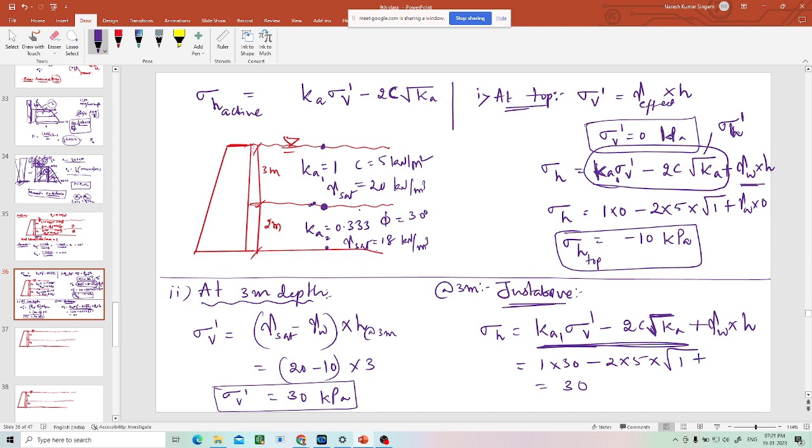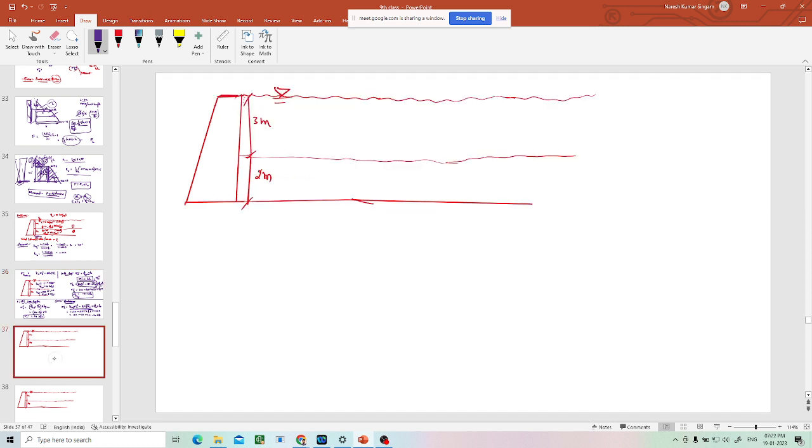So here gamma w is how much? 10. H is how much? 3 meter. So here 30 minus 2 into 5 into under root 1, it's 10, right? Then plus 10 into 3, 30, isn't it? Then what is the value? It should be 50. Am I right? Yes, sir. 50 kPa I will write. So I know the value just above, so I'll go to just below.